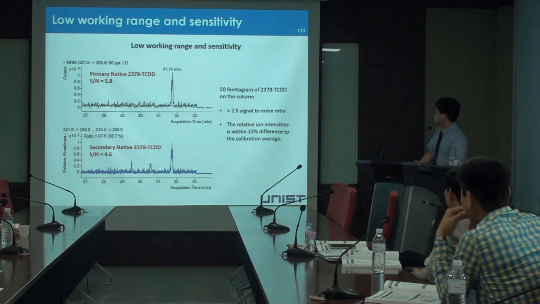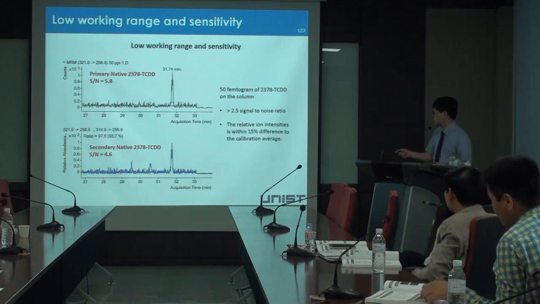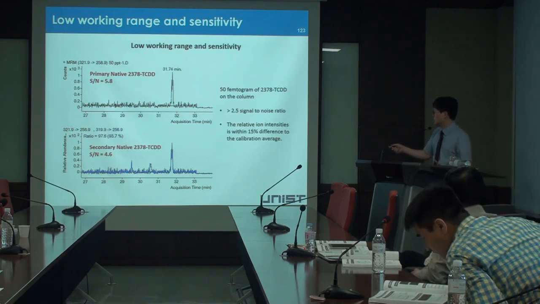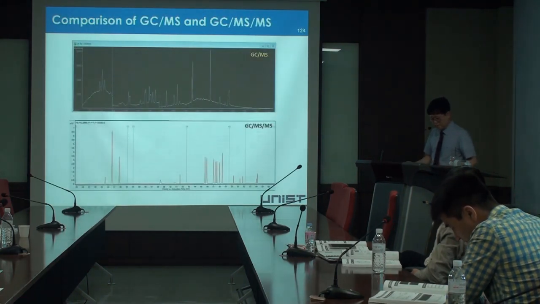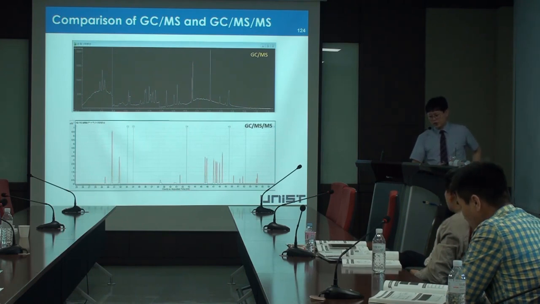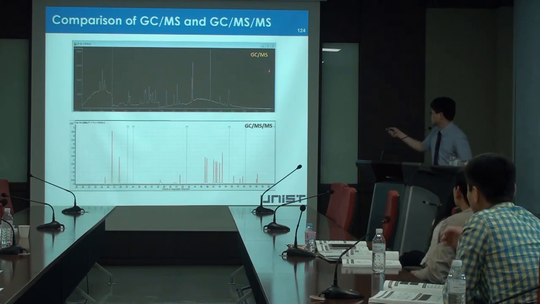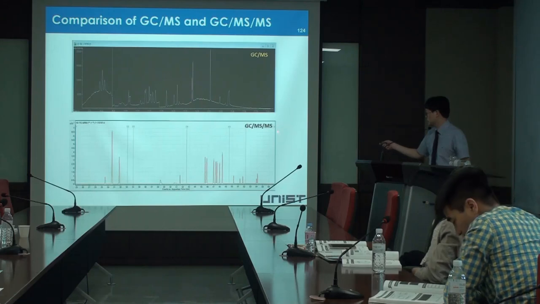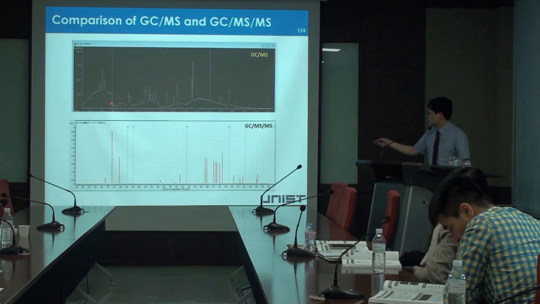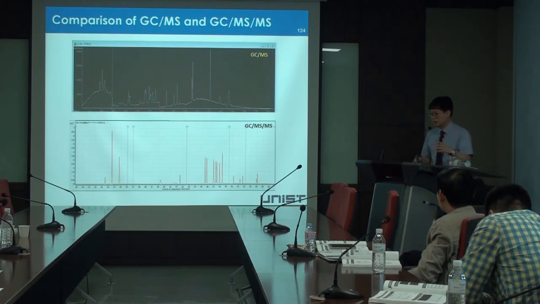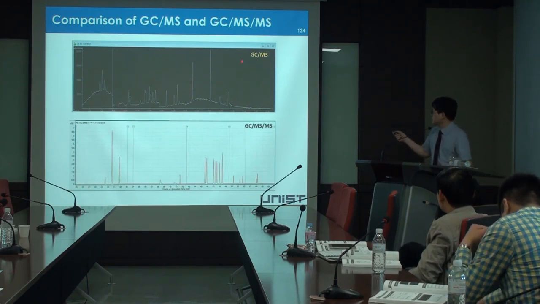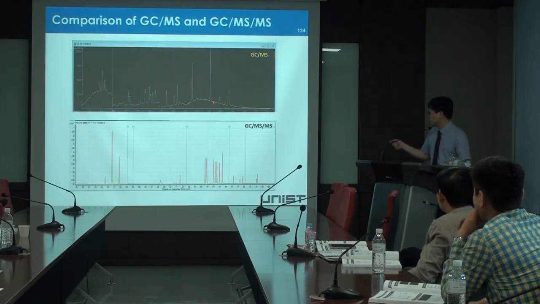And the comparison of low working energy and sensitivity. Very low concentration samples were run on the GC-MSMS system, and they can analyze with signal to noise higher than 2.5. And this figure shows the comparison of GCMS and tandem MSMS. This is GCMS, so the baseline is high, and GC-MSMS baseline is low. When the baseline is high, it means there are many other chemicals there. When the baseline is very low, it means the cleanup procedure was very well done, so there are mostly our target compounds. Just GCMS shows a very bad baseline, but GC-MSMS shows a nice background noise reduction.